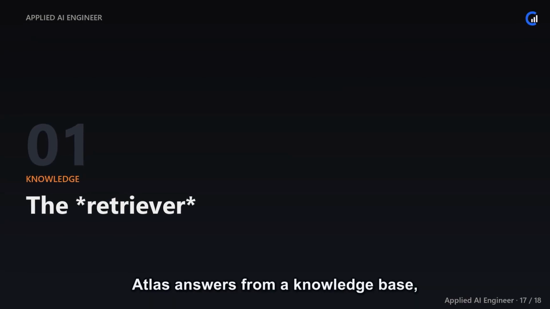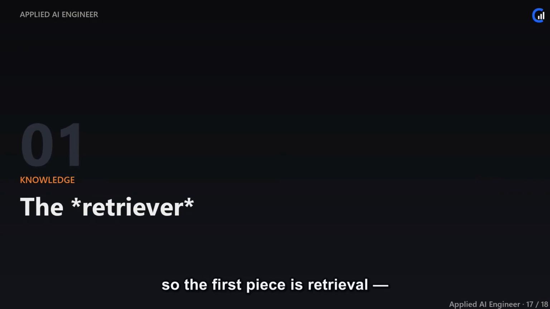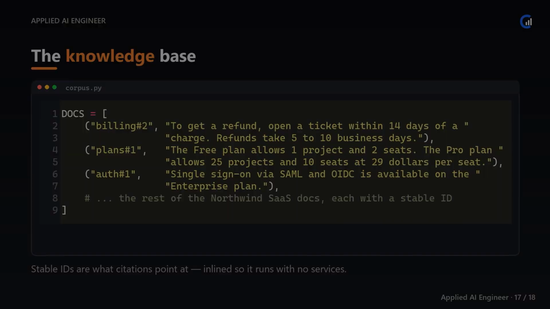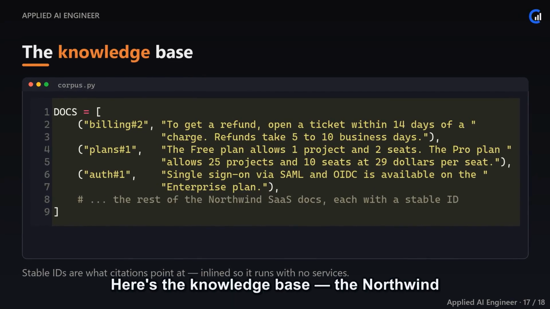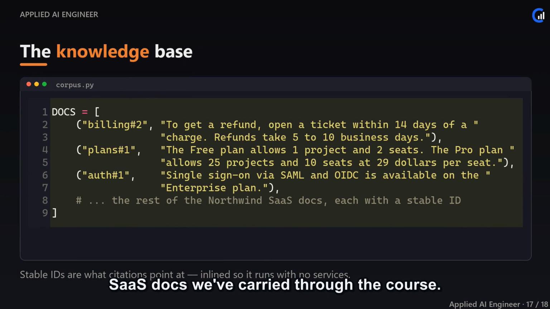Atlas answers from a knowledge base, so the first piece is retrieval, the embeddings and cosine search we built back in the RAG module, packaged as a single tool the agent can call. Here's the knowledge base, the Northwind SaaS docs we've carried through the course. In the earlier episodes this came from a real loader and a vector database. Here we inline it so the whole capstone runs with no external services and no API key. The important detail is the stable ID on each chunk. Those IDs are what Atlas cites, so a user or an auditor can always trace an answer back to its source.